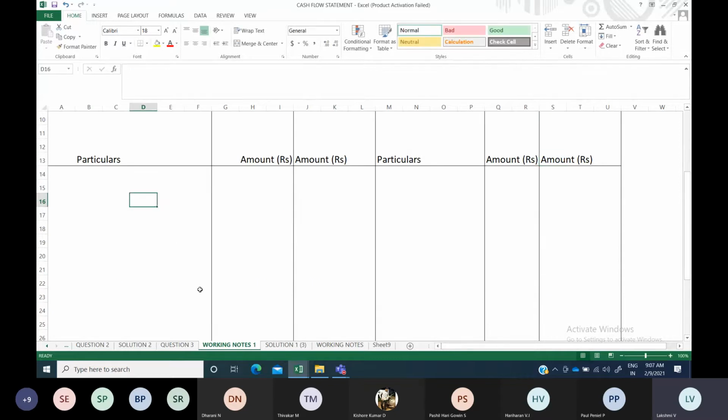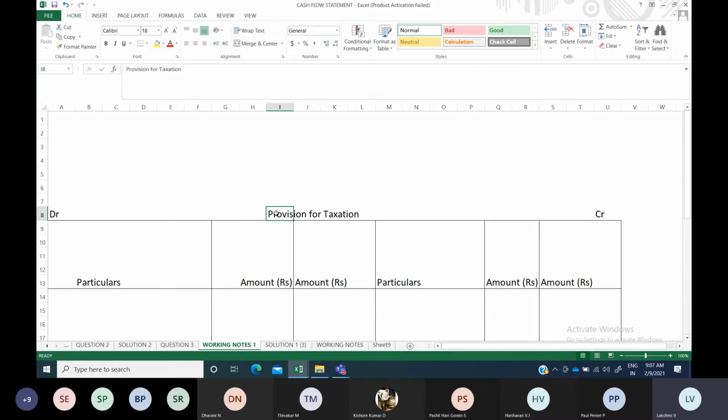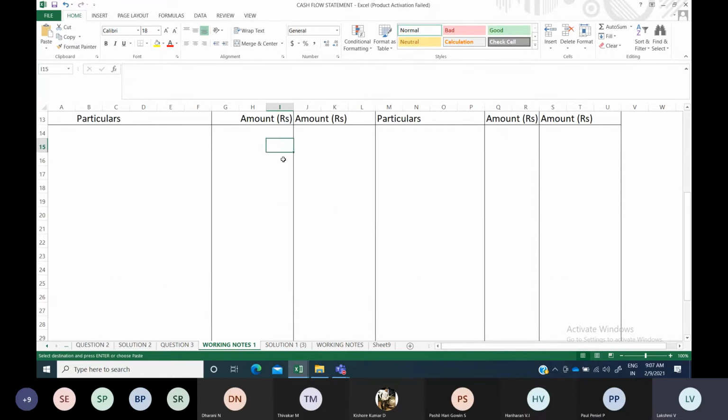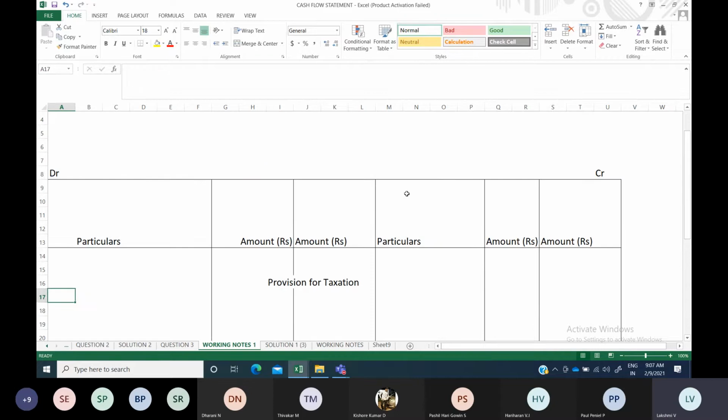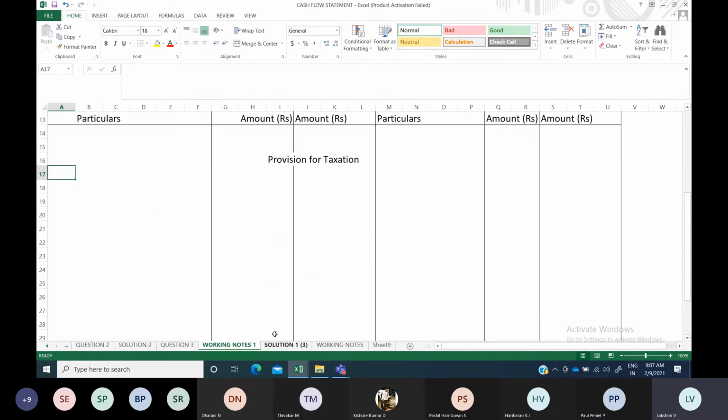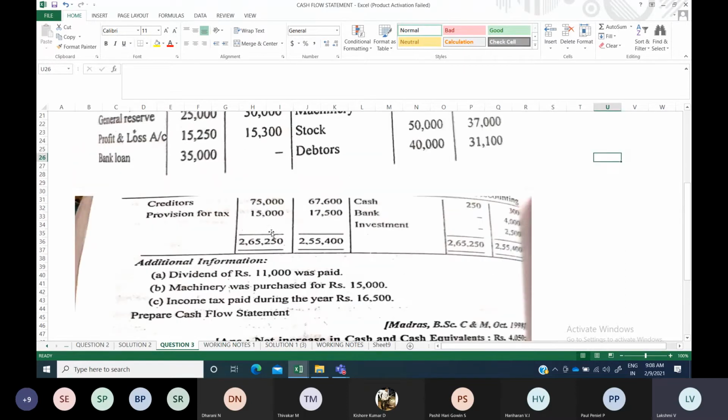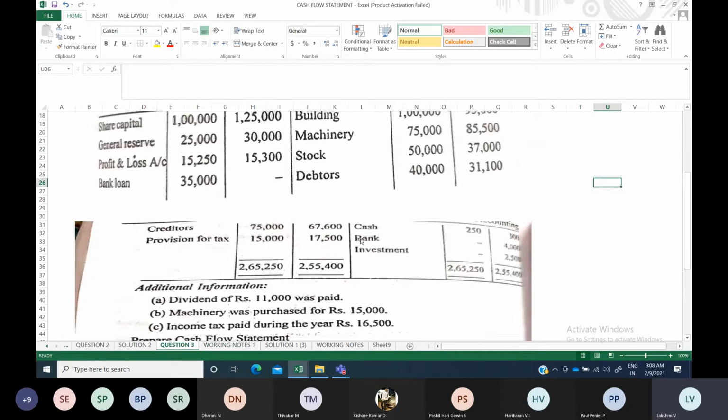If you move on to the next page, again you have to adapt this format. You can also write up the heading here. Since it will become a general format, the same thing I can continue for the machinery account and everything. So let us move to the account preparation. This is the opening balance and this is the closing balance. The opening balance should be taken to the credit side of your provision for tax account and the closing balance to the debit side. So 15,000 and 17,500.